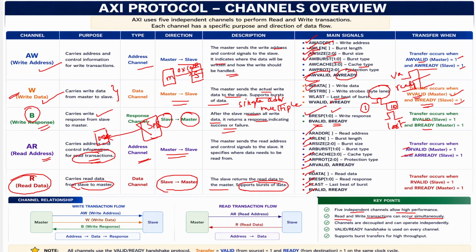And the valid ready handshake is used for every channel. Every channel has valid and ready signals, and based on this we are communicating and the transfer takes place successfully. Burst transfers are supported for high throughput. Any doubt in this?